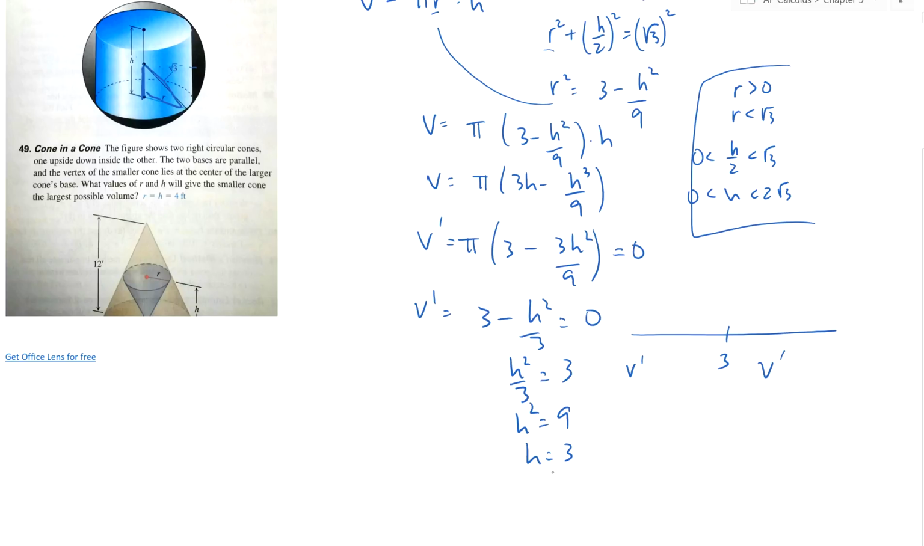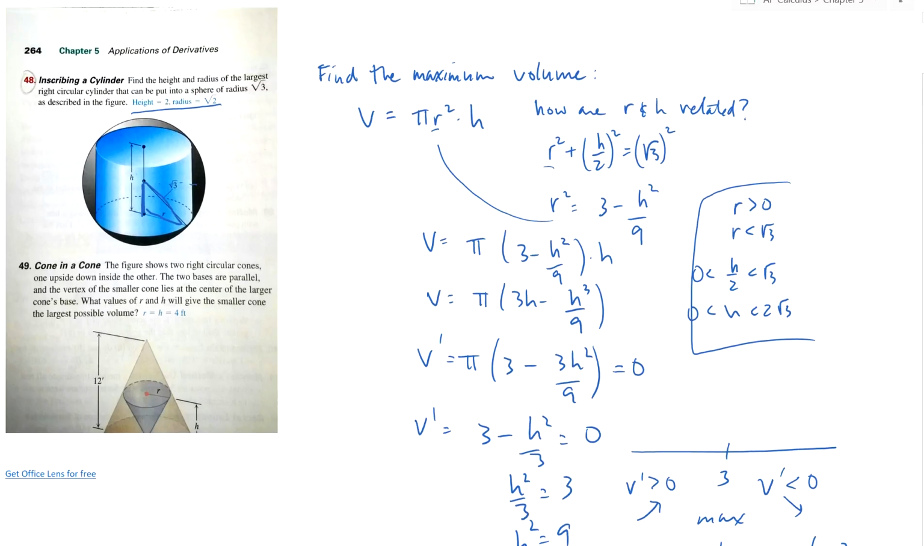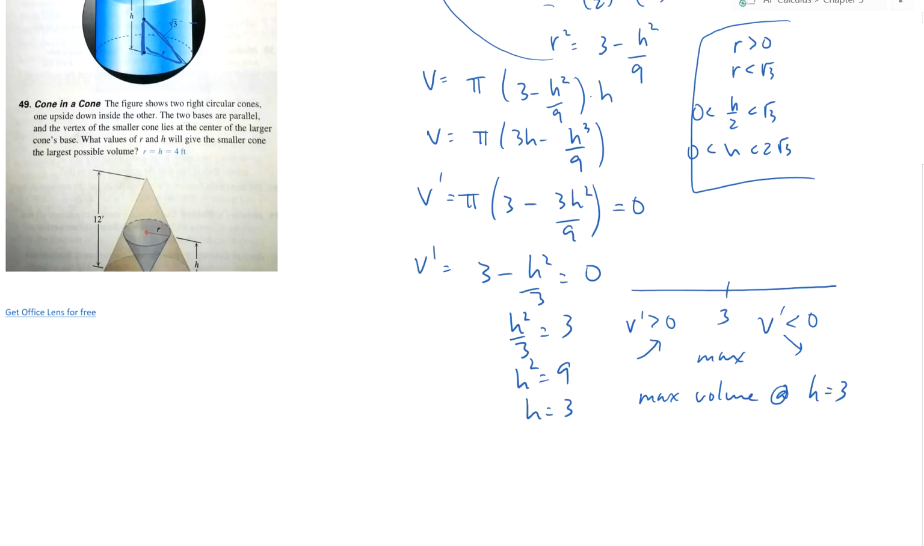So a number less than 3, like 1: 3 minus a third is positive, increasing. Bigger than it, like 4, negative, decreasing, so it's a max. So the max volume is at h equals 3. And what did the problem ask? Find h and r. Oh, I'm reading the wrong problem. It says find the height and radius of the largest.